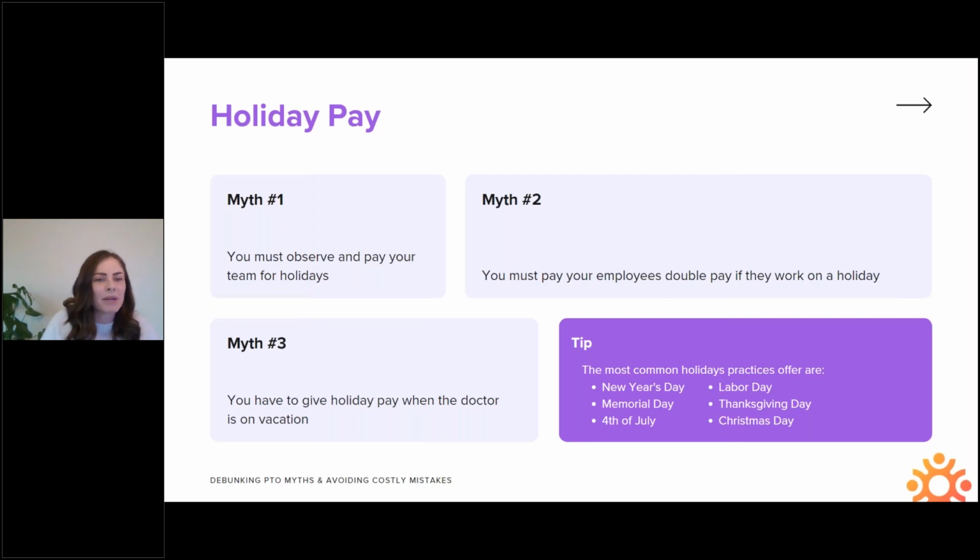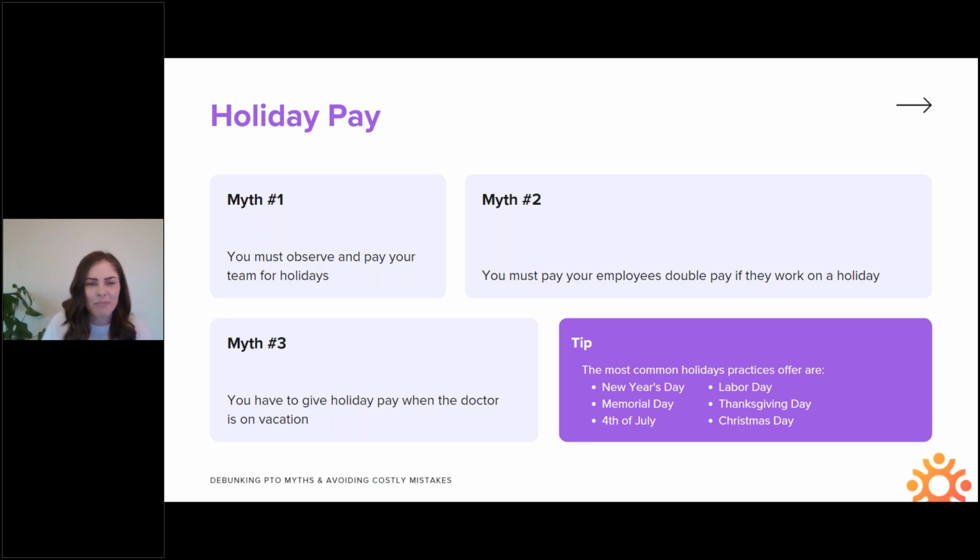Okay, so the next topic we're going to jump into is holiday pay. There are a few myths that we hear all the time. Myth number 1 is you must observe and pay your team for holidays. Myth number 2 is you must pay your employees double pay if they work on a holiday. And myth number 3 is you have to give holiday pay when the doctor is on vacation. So let's say the practice is closed, doctor's on vacation, you have to give holiday pay. These are all what they say.